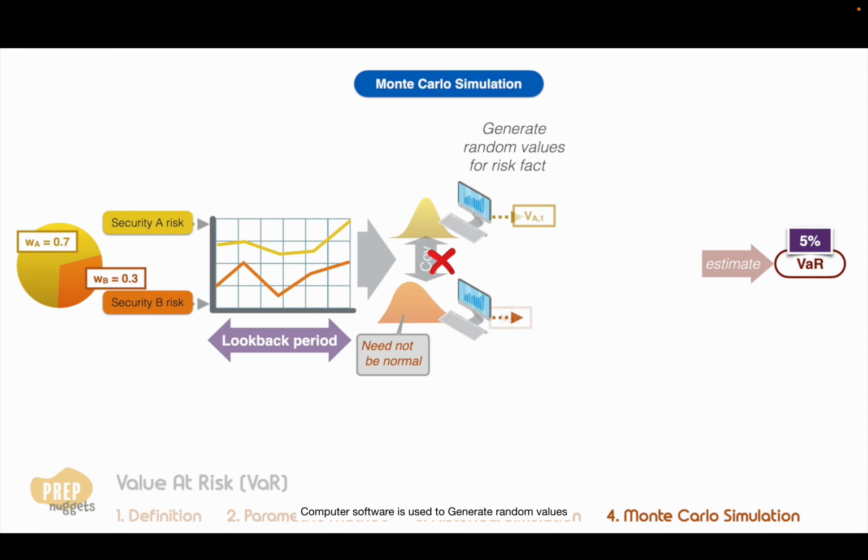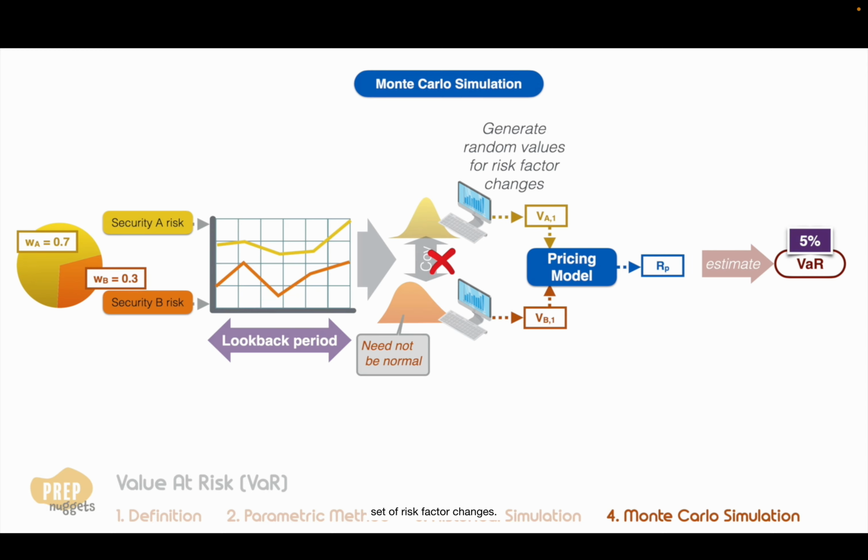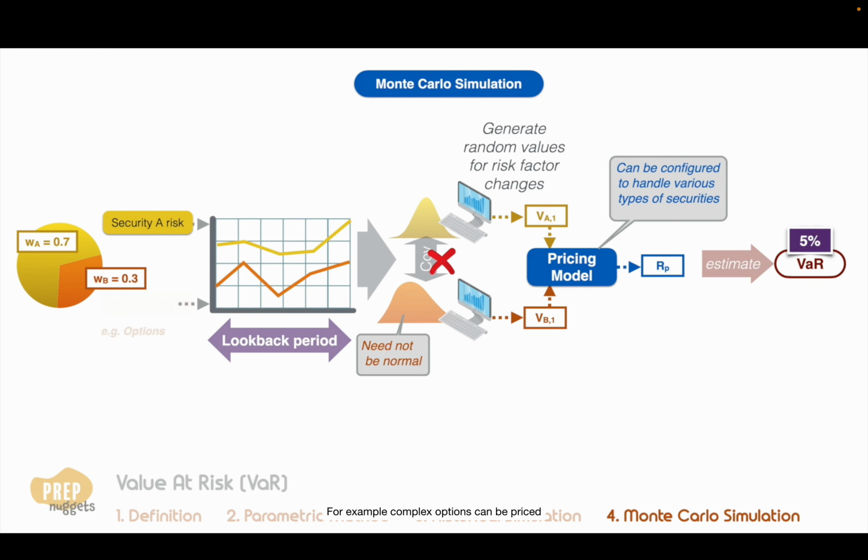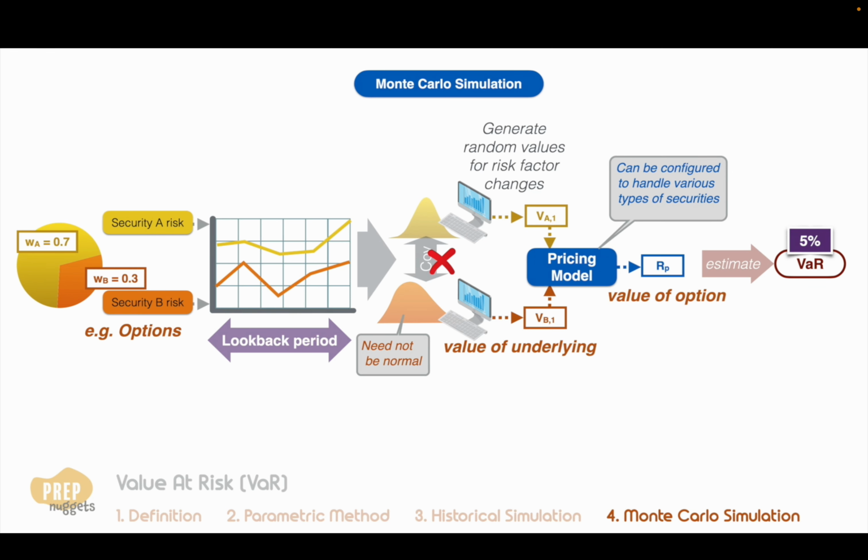Computer software is used to generate random values for each risk factor, and pricing models are used to calculate the change in portfolio value for that set of risk factor changes. The advantage here is that the pricing model can be configured to handle various types of securities. For example, complex options can be priced by simulating outcomes of the underlying, which are fed to an option pricing model to determine the value of the option.